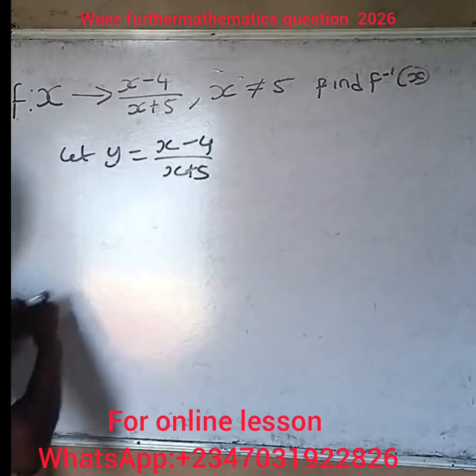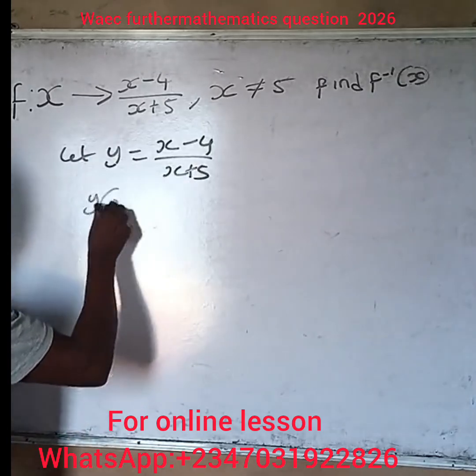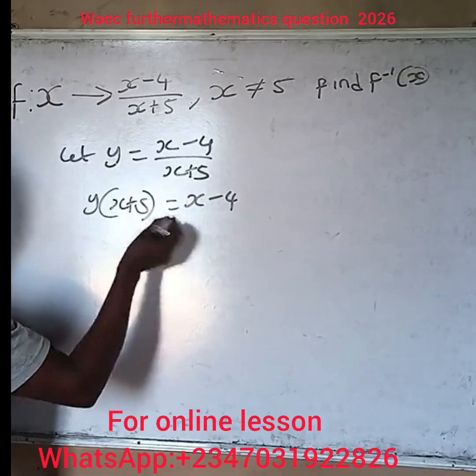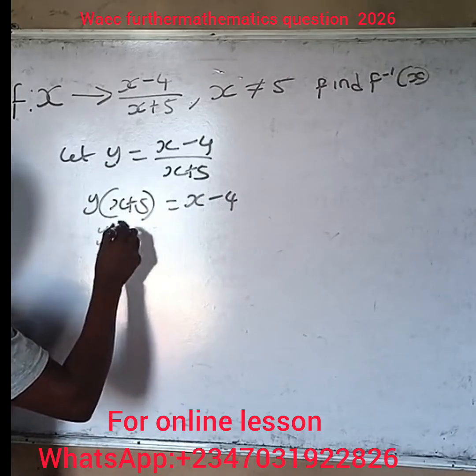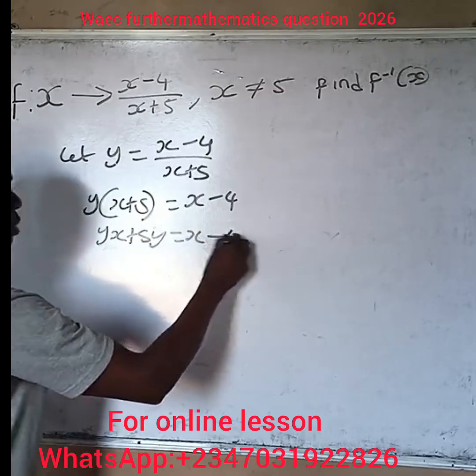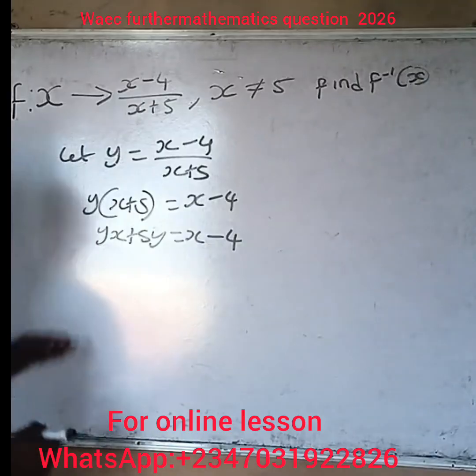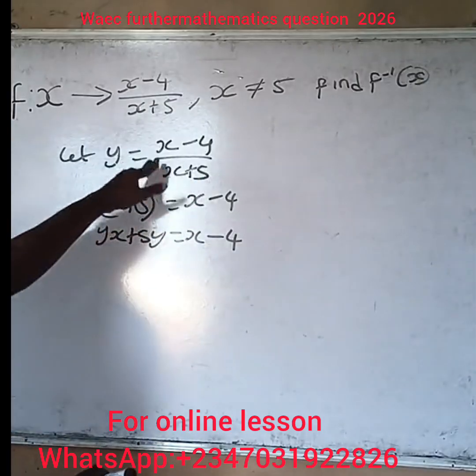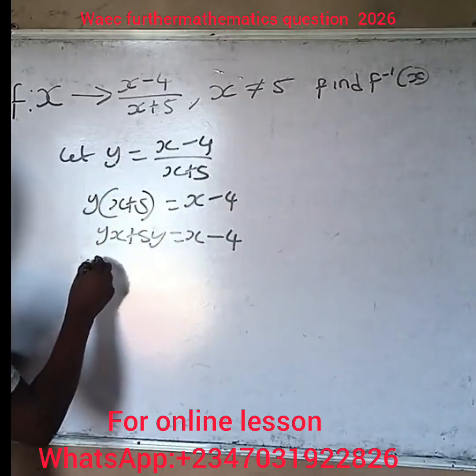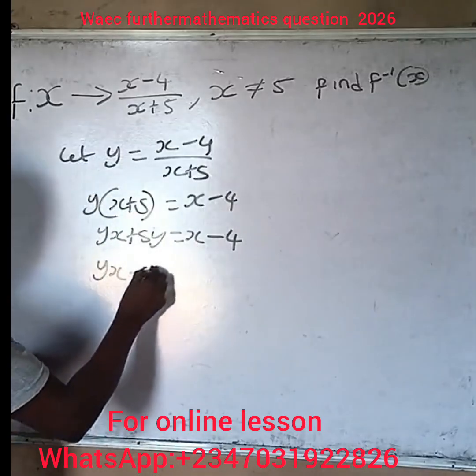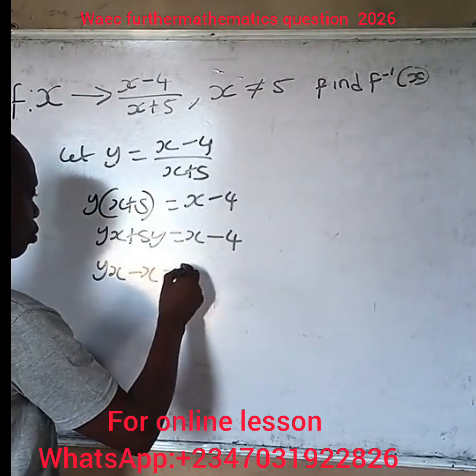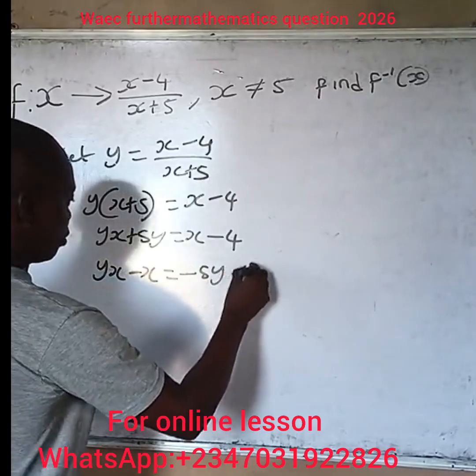So we cross multiply. If you cross multiply, you have y into x plus 5 is equal to x minus 4. If you open the bracket, you have yx plus 5y is equal to x minus 4. Now the purpose here is to make x the subject of the formula. So we bring this x this way. So we have yx minus x is equal to minus 5y minus 4.